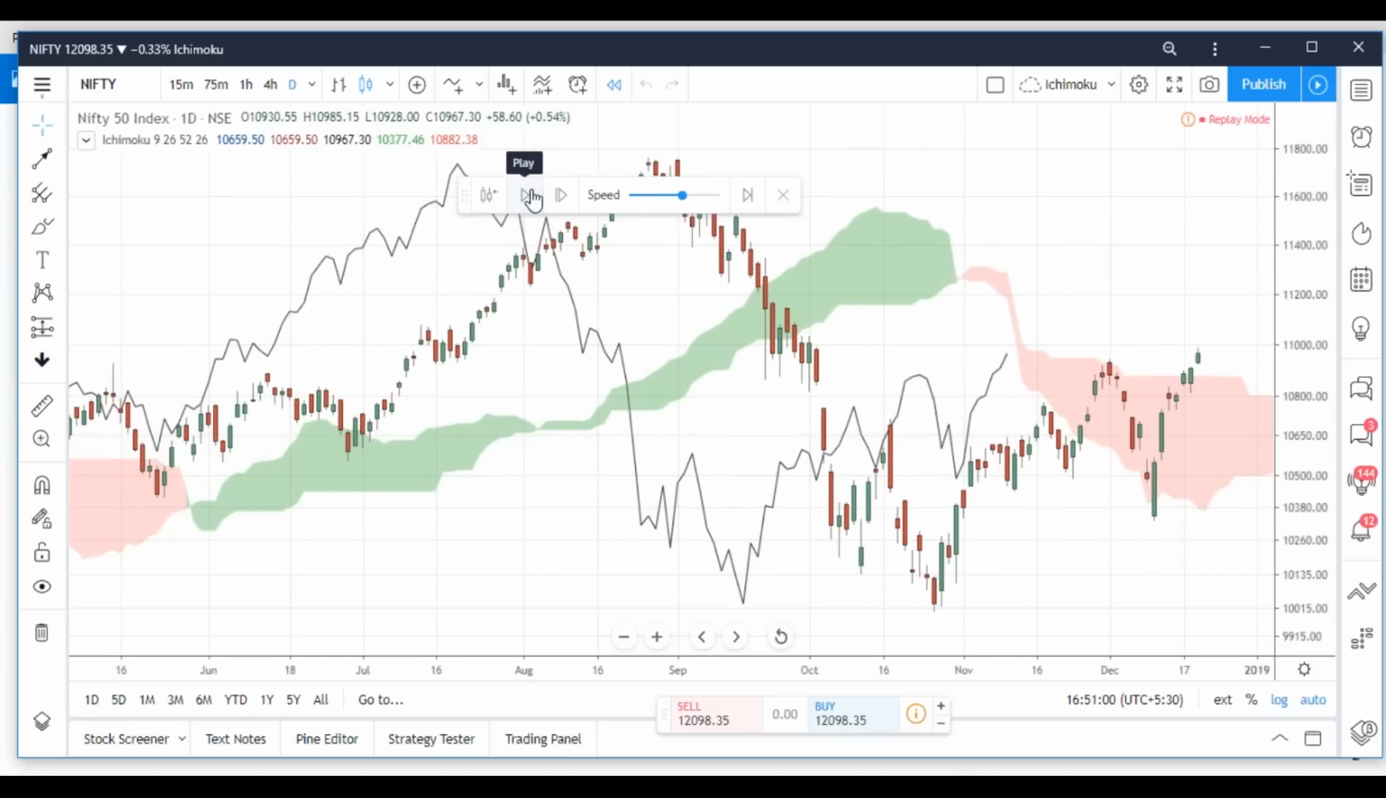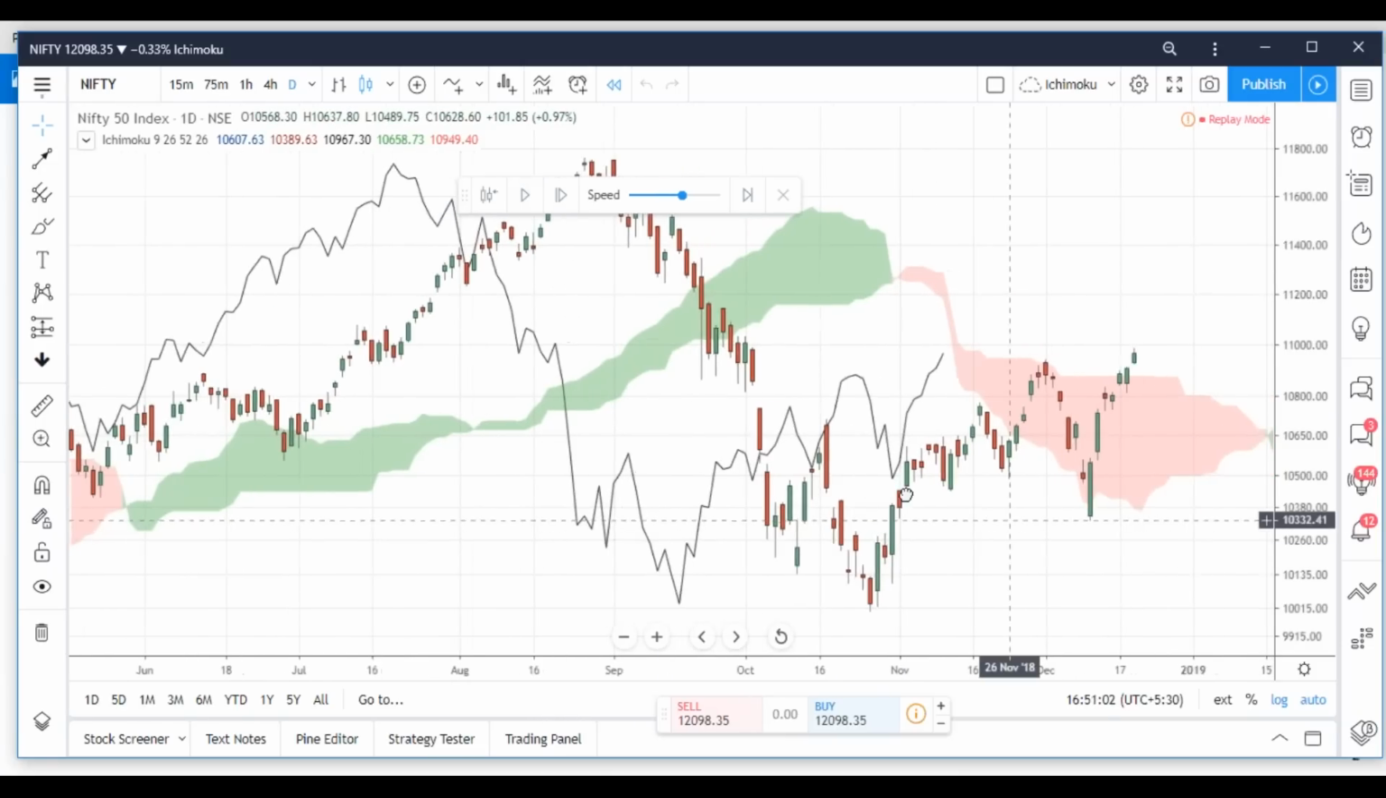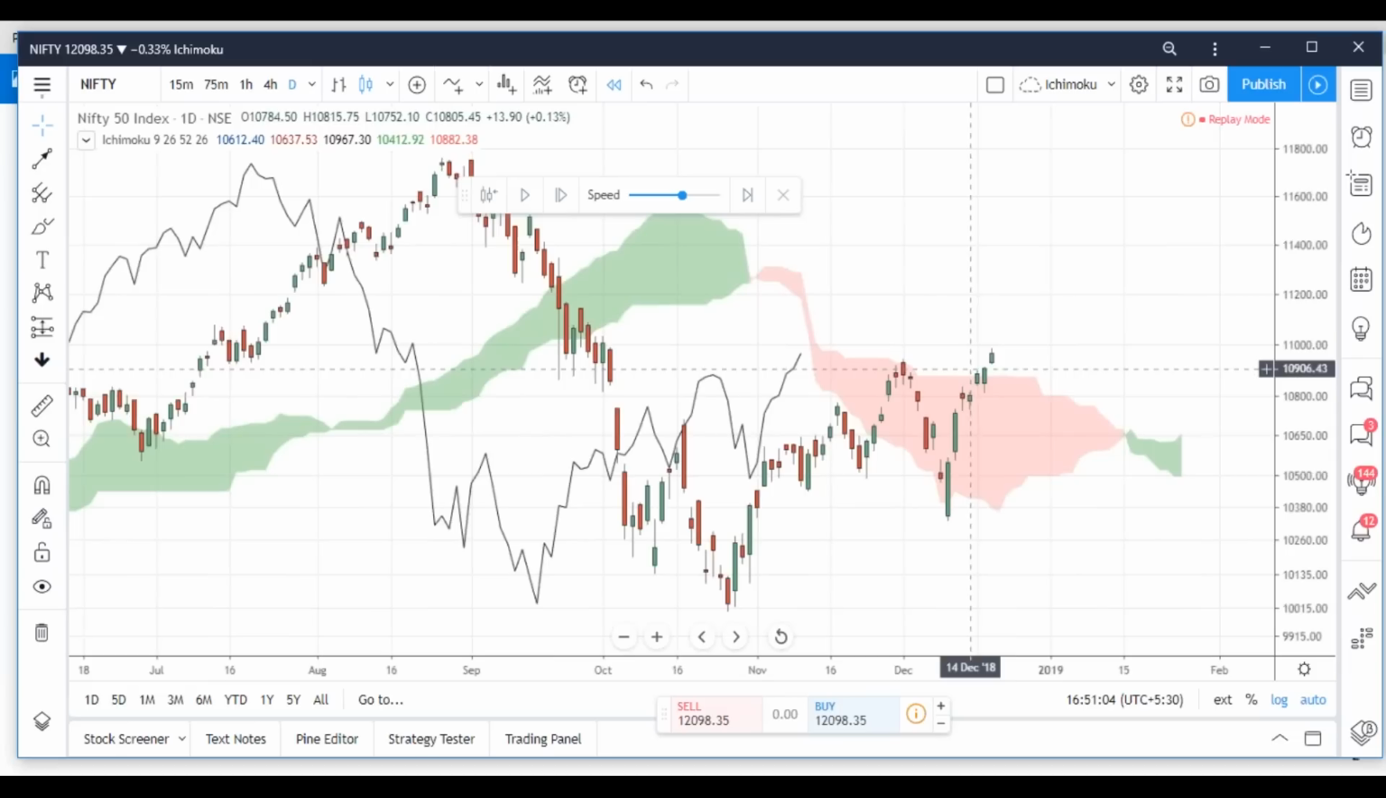So look here, Nifty crossed the cloud, so a bullish trend started, but look at the Chikou, it is still within the cloud. So the bullish trend has started, but it is not strong enough. So I will not go long here. I will wait and let's see what happens.